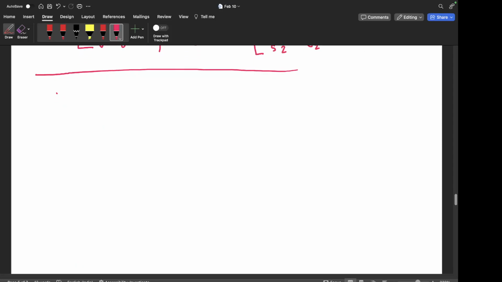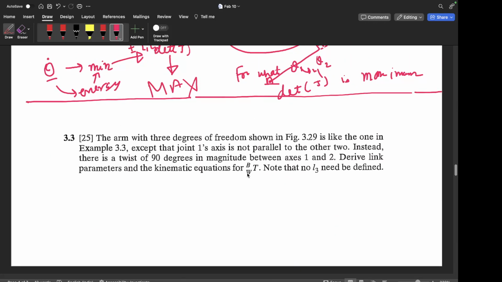So finally what we need is from 3 to 0, which is 3 to 2 multiplied with 2 to 1 multiplied with 1 to 0. Basically you multiply all those to get the final transformation from the third frame to the base frame, and that's what we had.